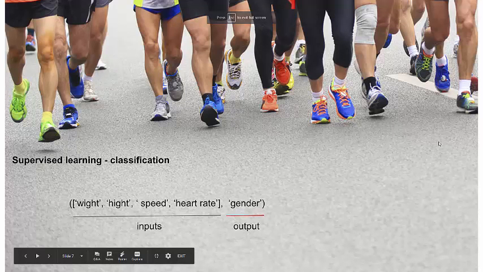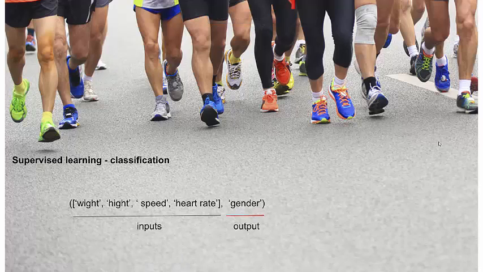Let's see how these different use cases give us slightly different solutions. We will look at all of them: classification, regression, and clustering, with an example of runners. So let's assume we have inputs and outputs.